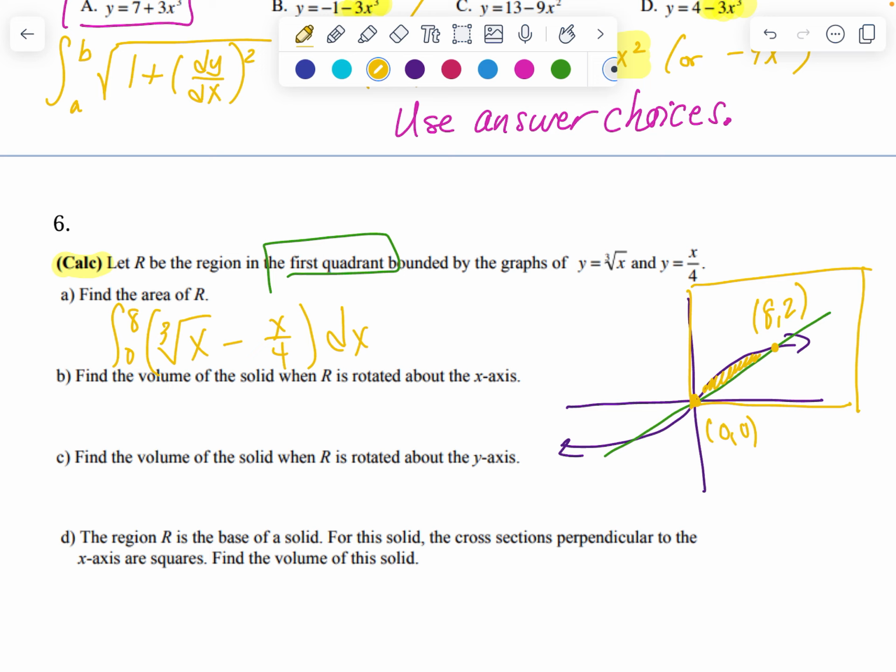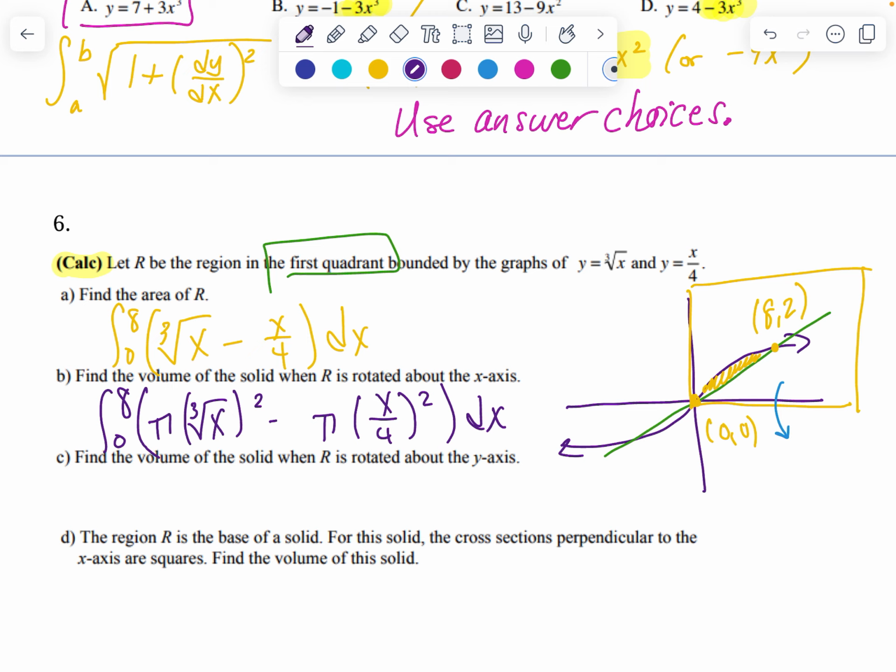If I want to revolve around the x-axis, I'm going to be going this way. That's going to give me a washer setup. The purple will be my big radius, and the green on my graph would be my small radius. So big pi r squared minus little pi r squared. Something like that, okay? We'll get the numbers as answers in just a second.